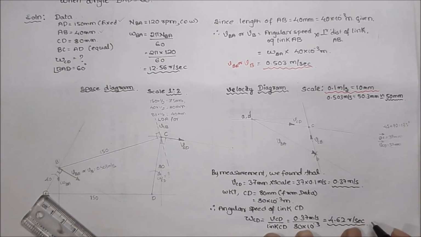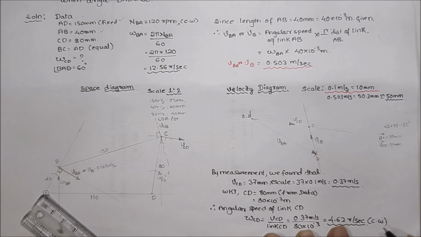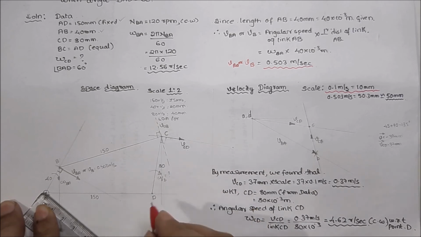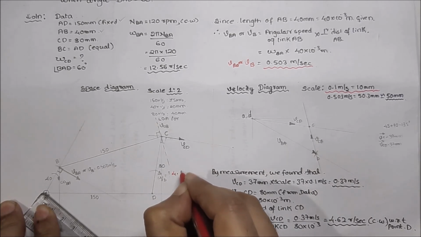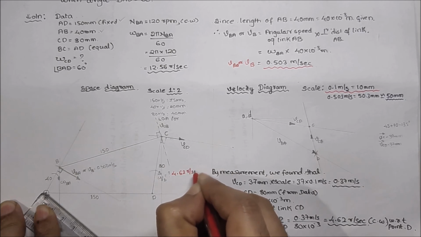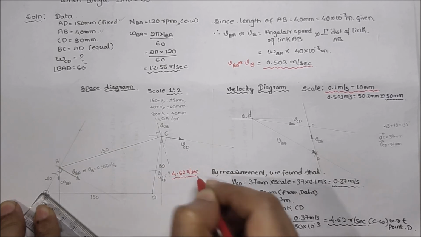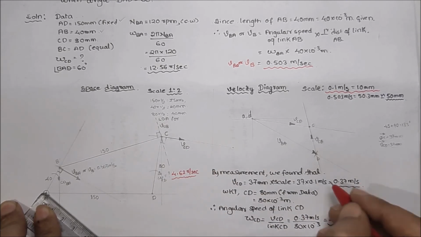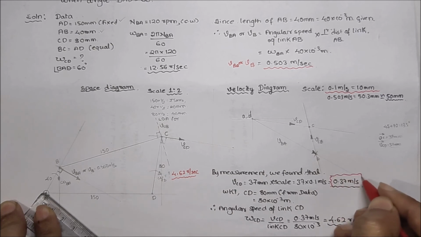So this is clockwise direction with respect to point D. So here we got the answer, that is 4.62 radians per second. So the important answers what we require is this one.